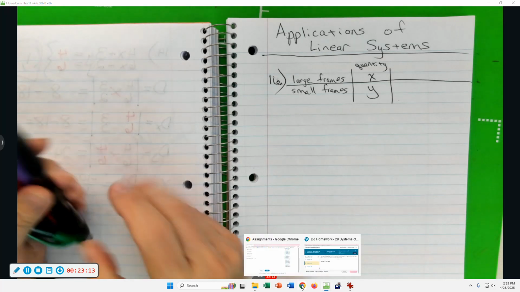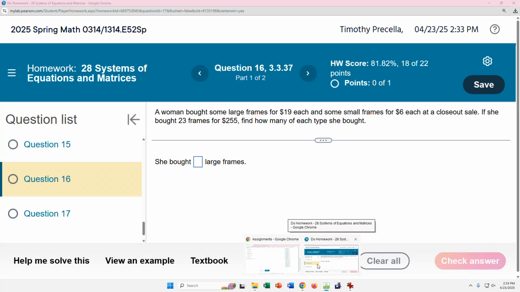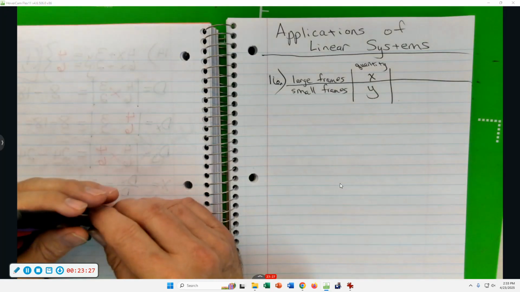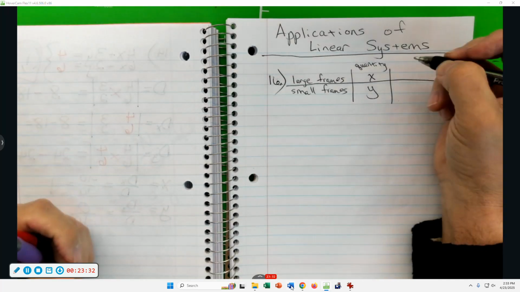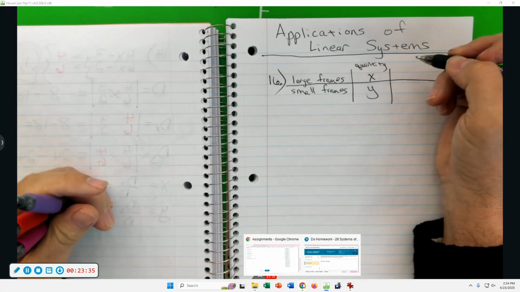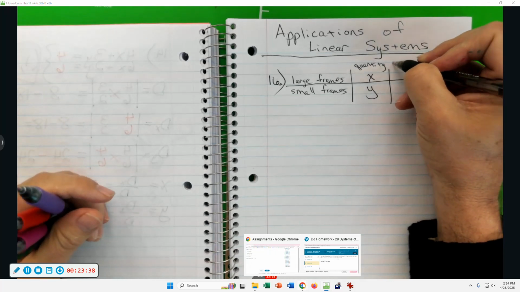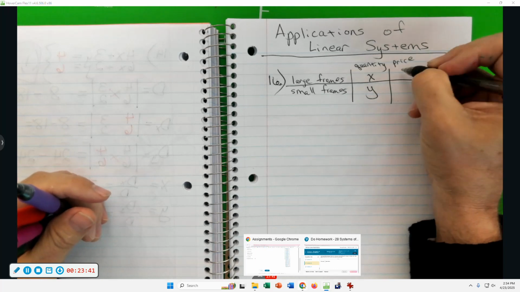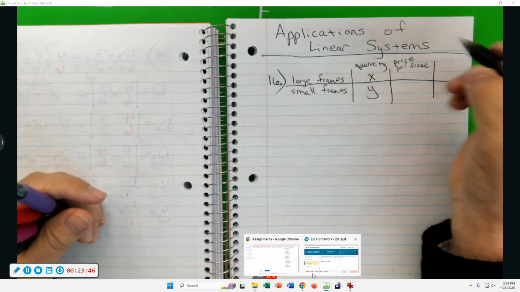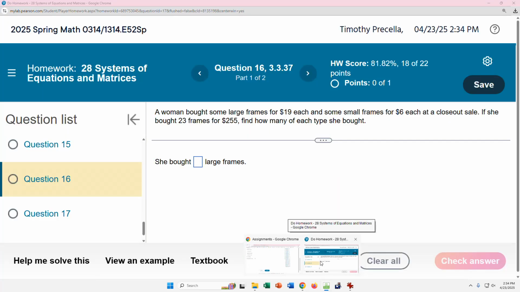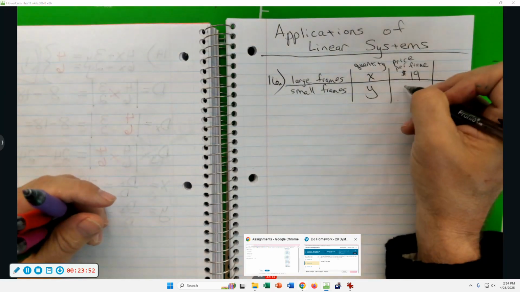They gave us some more information about these picture frames. Oh, those large frames cost $19 each, but the small frames only cost $6 each. So switch back to my paper. You're going to notice I keep going back and forth between my work and the problem itself, reading and taking apart each little piece of information they give us. So I'm going to label this the price per frame. The large frames cost $19. The small frames were only $6.